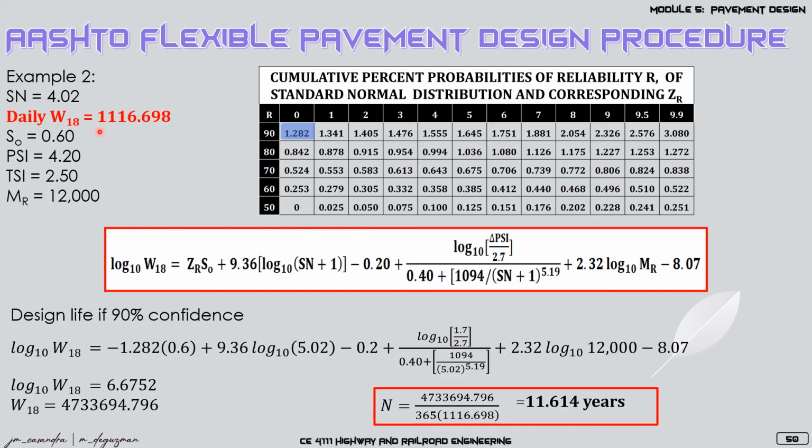If you're going to notice, a lower confidence level will yield a higher value of design life. Okay? That means the higher the reliability or confidence level in our design, the more conservative we become. We assume that the lifespan of the design is shorter. Okay?